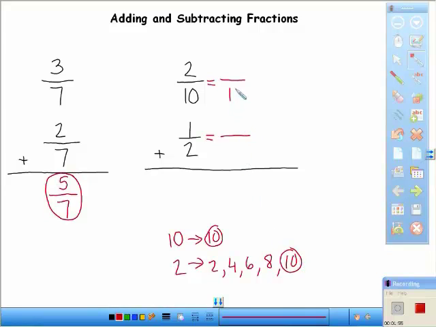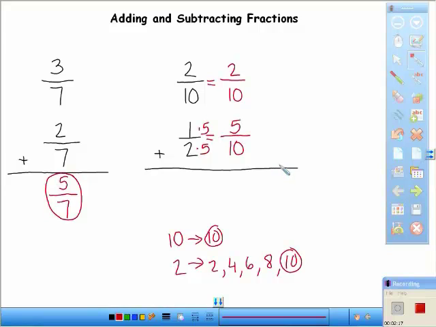So 10 is going to be my least common denominator, and I can put that as my denominator. So up here, I'm really not changing my fraction. I'm just going to rewrite it. Down here, my equivalent fraction, 2 times what is 10? 2 times 5 is 10. And if I do that to the denominator, I have to do the same thing to the numerator to balance it out. 1 times 5 is 5.